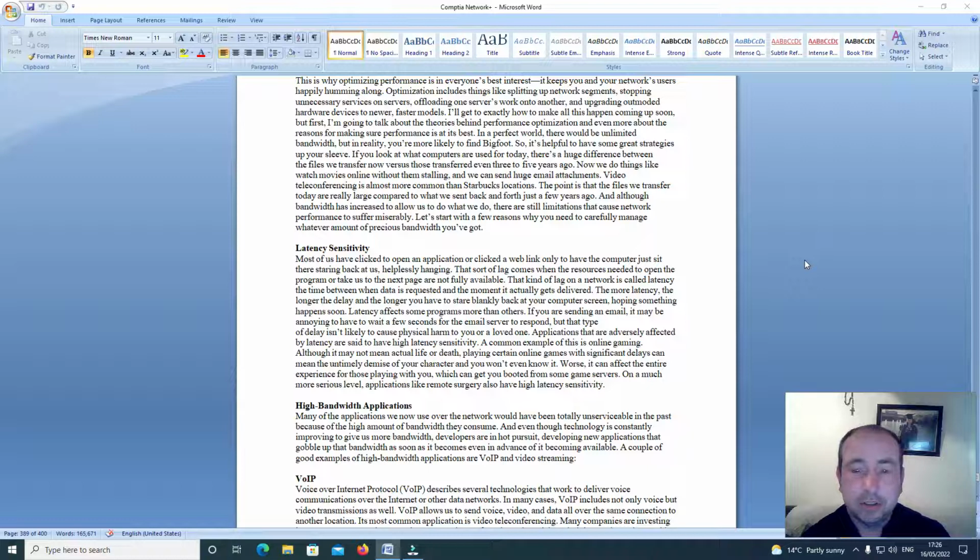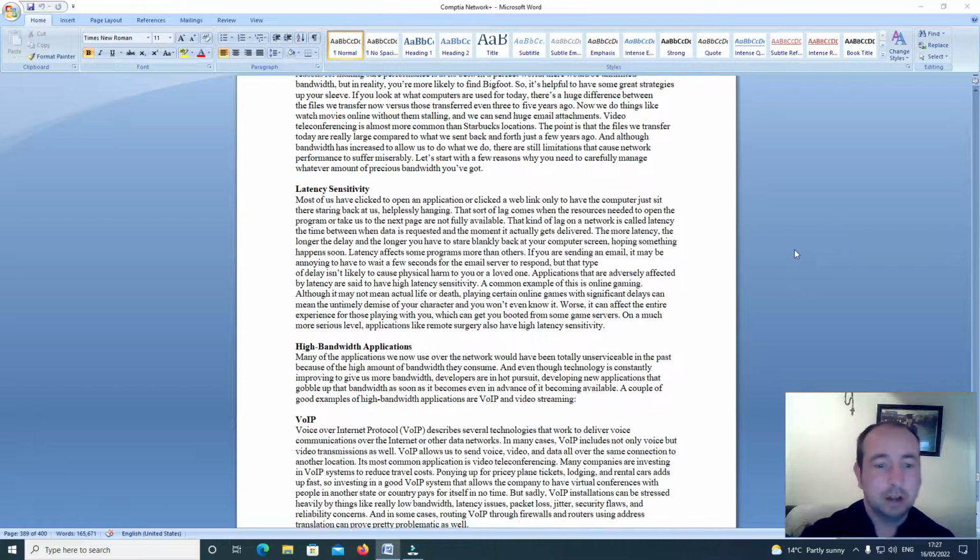The point is that the files we transfer today are really large compared to what we sent back and forth just a few years ago, and although bandwidth has increased to allow us to do what we do, there are still limitations that cause network performance to suffer miserably. Let's start with a few reasons why you need to carefully manage whatever amount of precious bandwidth you've got.